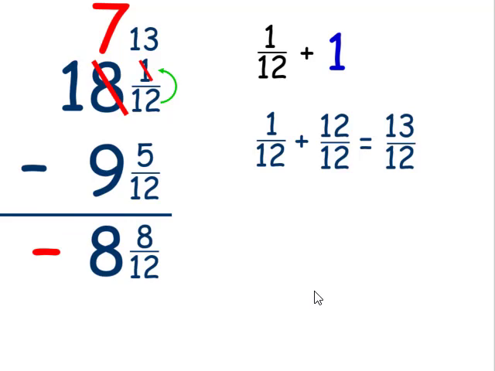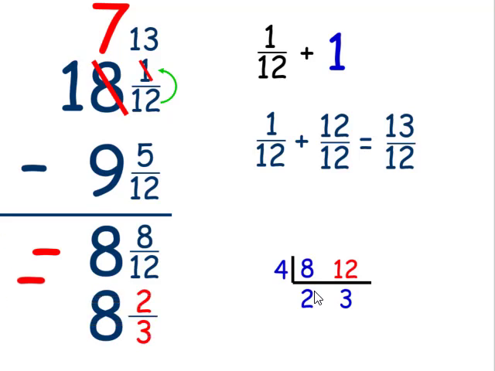But don't forget, 8/12 is not in simplest form. We can factor out a 4. 8 divided by 4 is 2. 12 divided by 4 is 3. And we have ourselves 8 and 2/3.